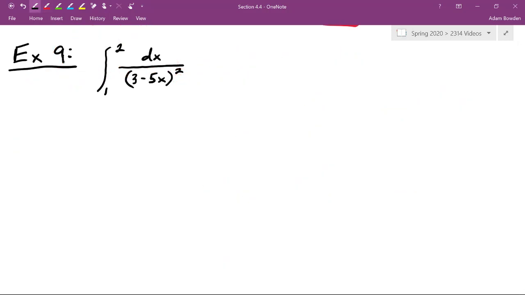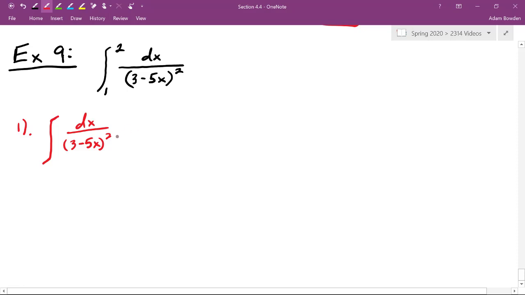Now let's look at this one that says integral from 1 to 2 of dx over (3 minus 5x) all squared. So like we've done before, we're going to start out with just the regular integral, the indefinite integral. We're not going to worry about plugging in numbers until we figure out the antiderivative. And then we can plug the numbers in to figure out the definite integral.